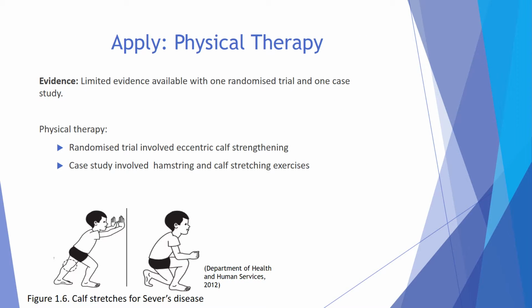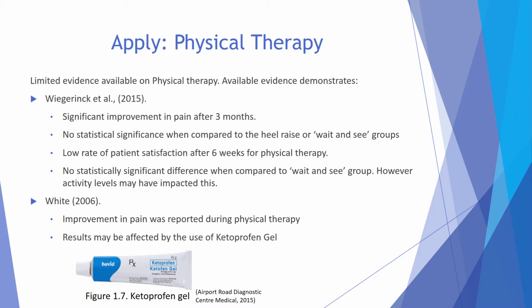Limited evidence was available for the use of physical therapy, with only one randomized trial and one case study. The randomized trial used eccentric calf strengthening exercises, and the case study involved calf and hamstring stretching exercises. Weigerink et al. found there was a significant improvement in pain after 3 months of calf strengthening exercises. There was no statistical significance when compared to the control group.